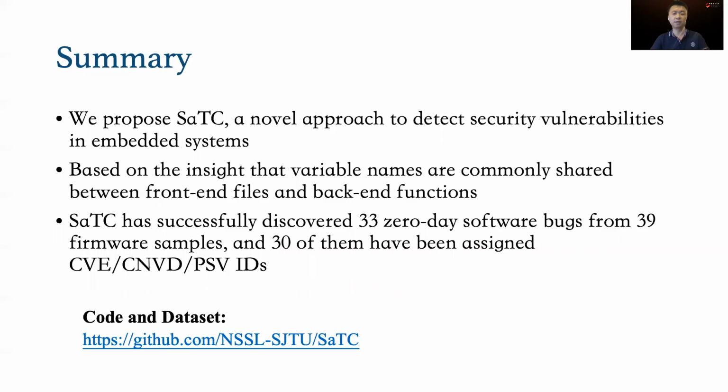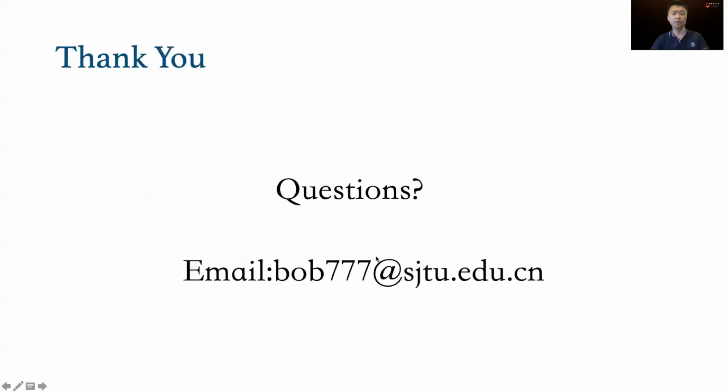This work is based on the insight that the variable names are commonly shared between the front-end files and the back-end functions. CLC has successfully discovered 33 zero-day software bugs, and most of them have been assigned bug IDs. And our code and the data set will be public at GitHub.